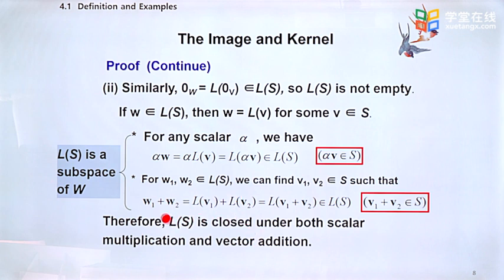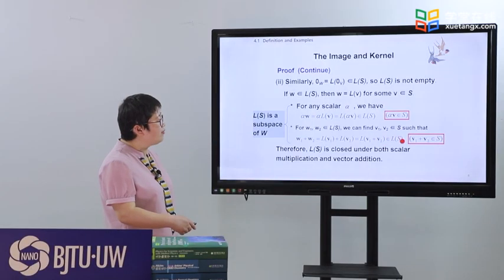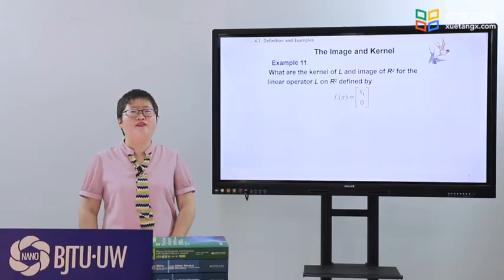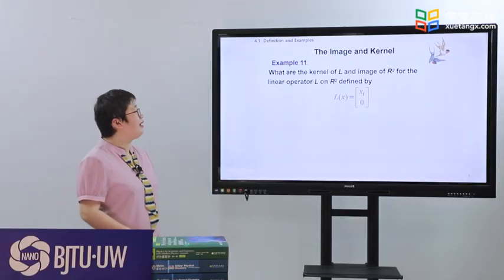And then W1 plus W2 equals L of V1 plus V2, using the definition of a linear transformation, which belongs to L of S because V1 plus V2 is in S, since S is a subspace. Okay, and then we know L(S) is a subspace of W because it is closed under both scalar multiplication and vector addition. Now we look at a simple example, example 11.